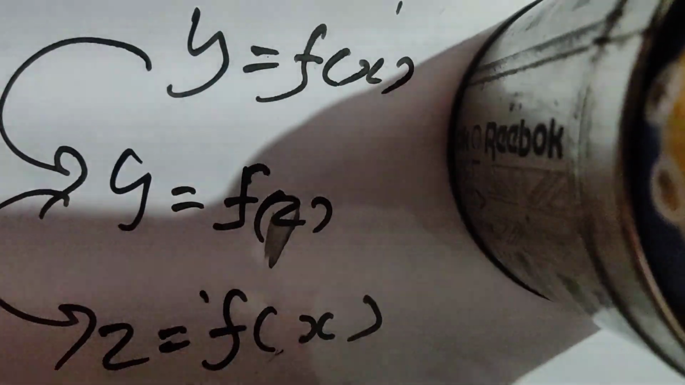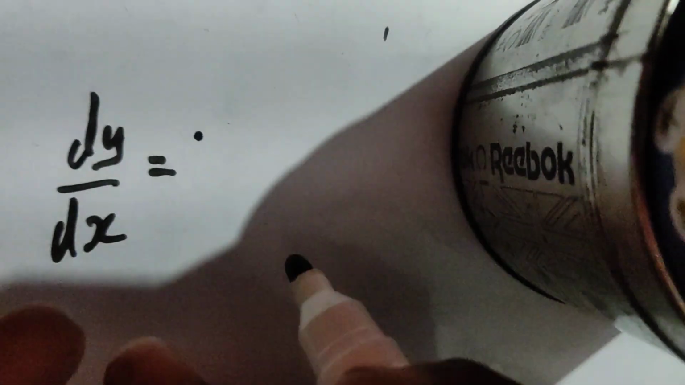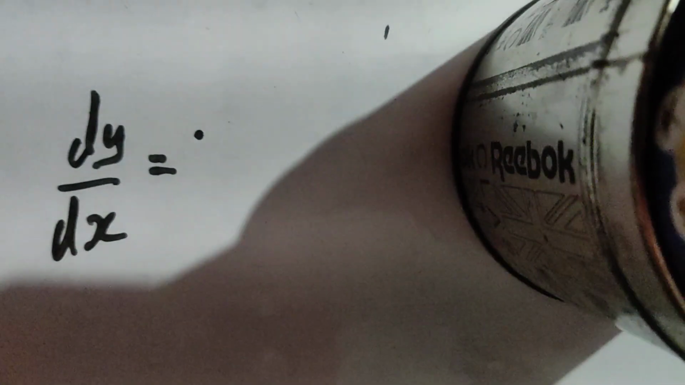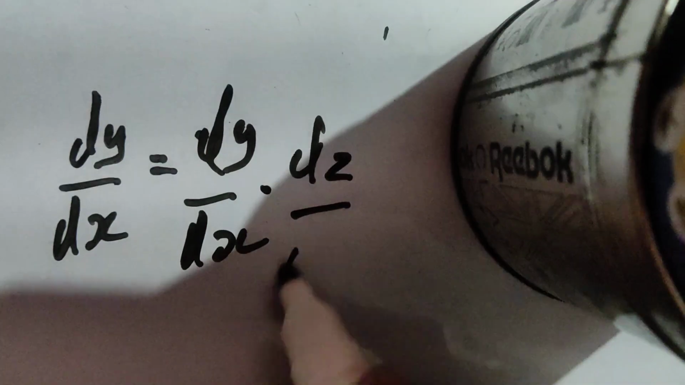So let's start. So first we have to write the formula for this. So for example, we have to get the derivative dy by dx. So let's write the formula directly. dy by dx is equal to, so basically we divide by the indirect function, right? So dy by dz over dz by dz.